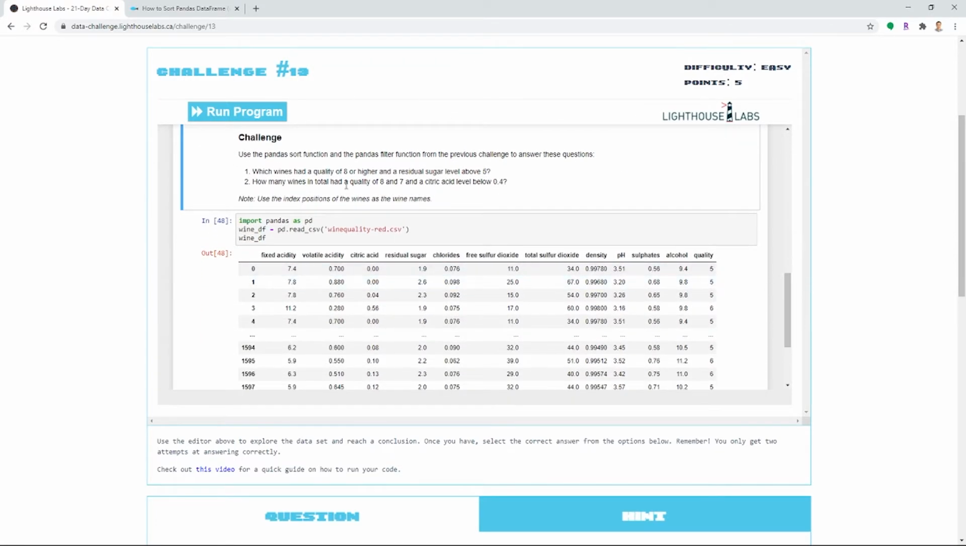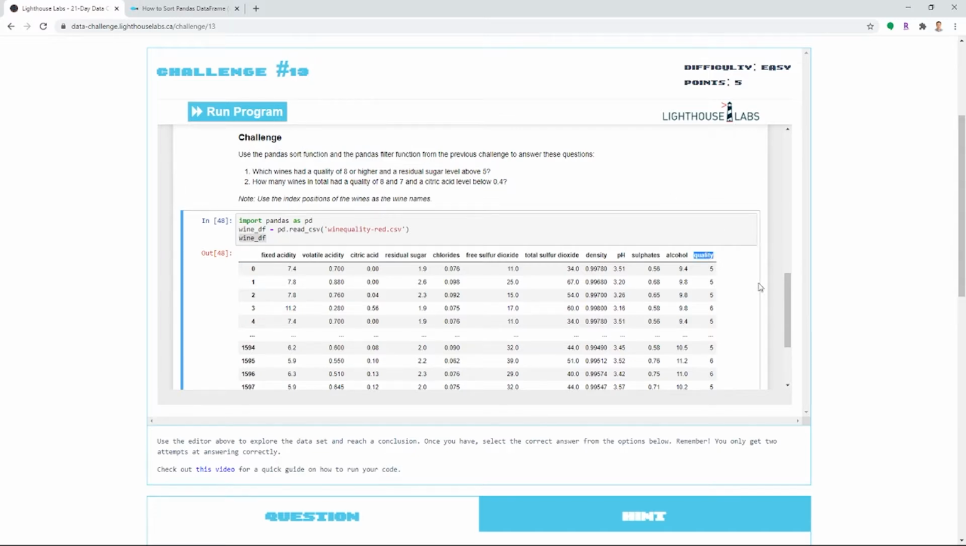Which wines had a quality of 8 or higher and a residual sugar level above 5? And how many wines in total had a quality of 8 and 7 and a citric acid level below 0.4? The necessary pandas lines are here, importing pandas and reading in our spreadsheet to a data frame, and the challenge tells us to use the sort function and the pandas filter function to answer our question.